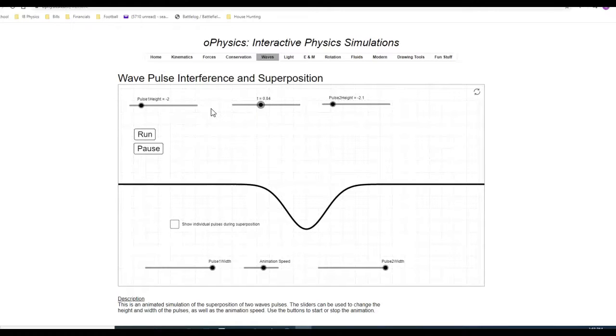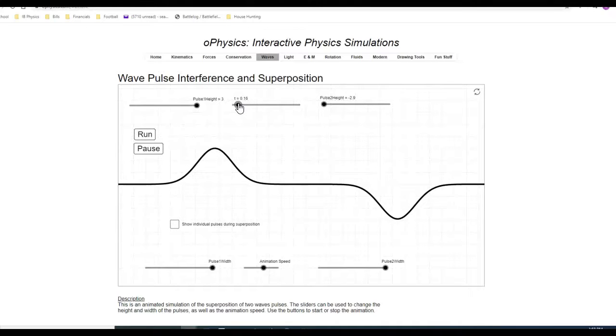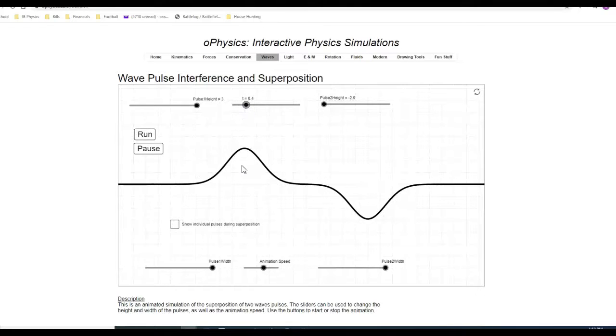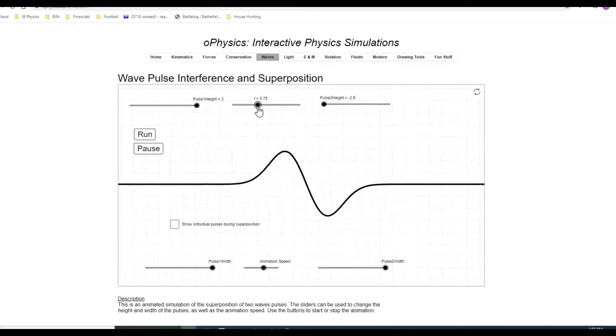And basically the way destructive interference works is if you have one positive wave pulse and one negative wave pulse. Okay, so here is an example of destructive interference. I've got a positive wave pulse over here, a negative wave pulse over here, and as they occupy the same space, they're in superposition. While they're in superposition, you're basically adding two waves together, right? Because that's how superposition works.